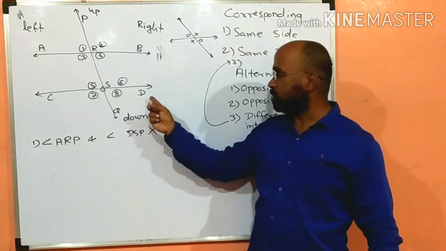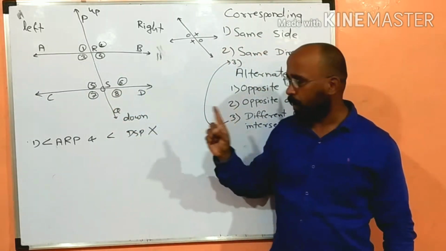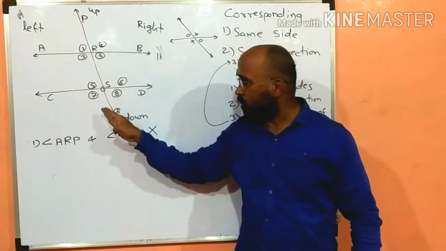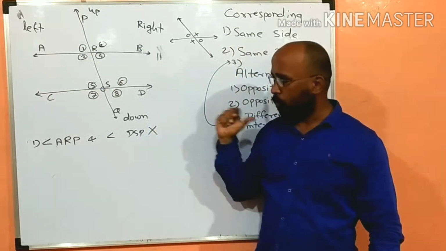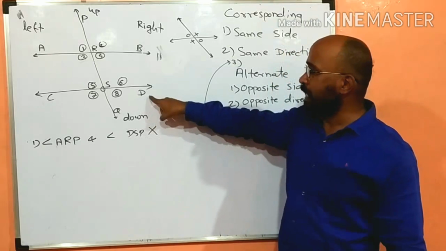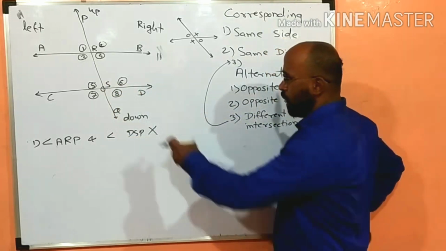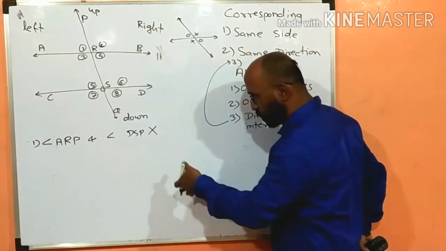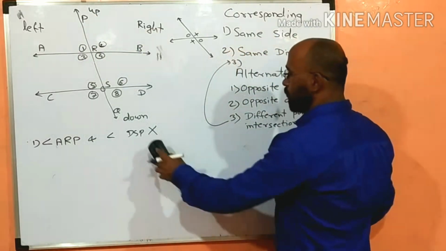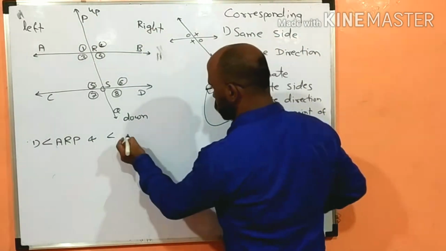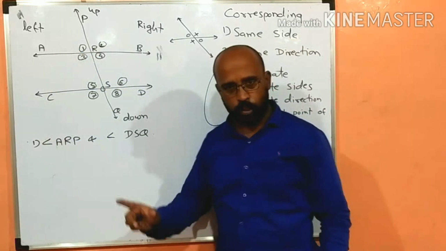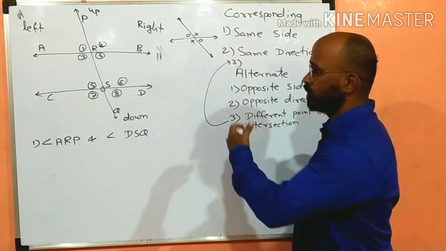Now which angle remain? That is DSQ. Okay, DSQ is on the opposite side. Angle 1 and angle 8, they are on opposite side of this transversal. Opposite side criteria meet. Second criteria, DSQ, direction on transversal. SQ is part of transversal which is going towards down, which is definitely opposite of RP which is going towards up. So angle DSQ is alternate angle of angle ARP. Got it, students? It will be more clear as we see next examples.